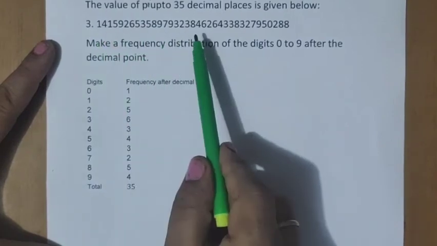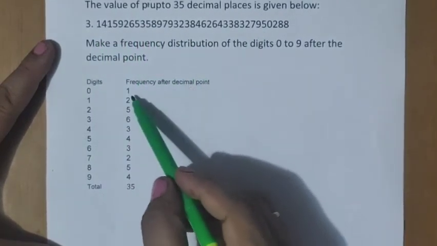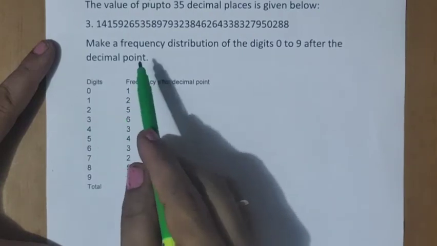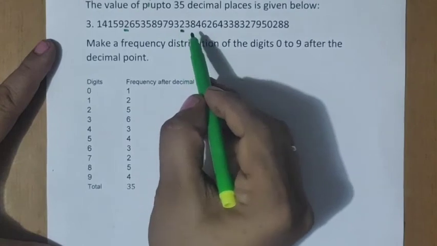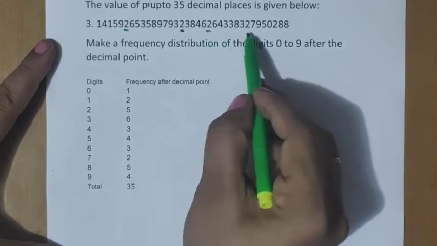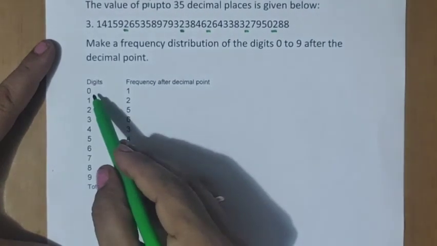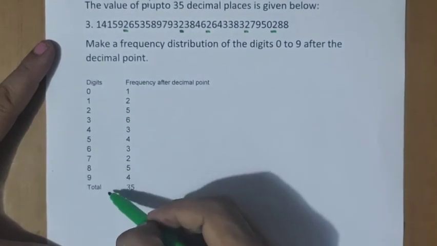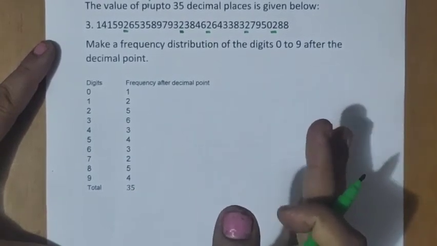So 1, how many times? We have to see that it is 2 times. Again 0 is coming 1 time. Like that 2, you check, it is here 1, 2, again here 5 times it is there, here 4, 5. Have you seen this? Like that each digit is to be calculated, and you have to make this. You can take the help of tally marks also.